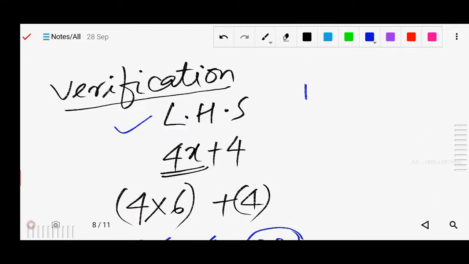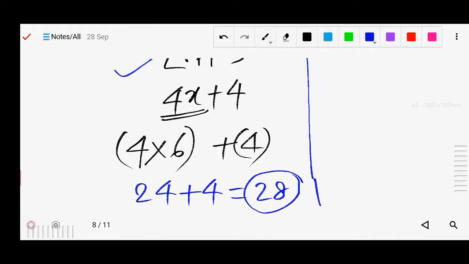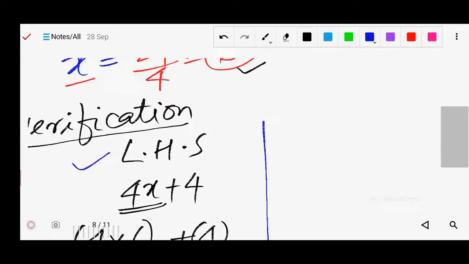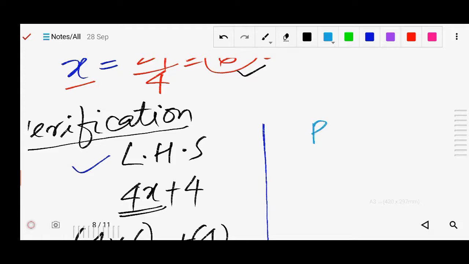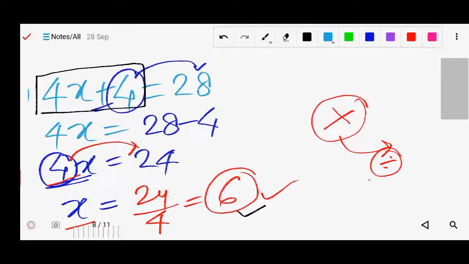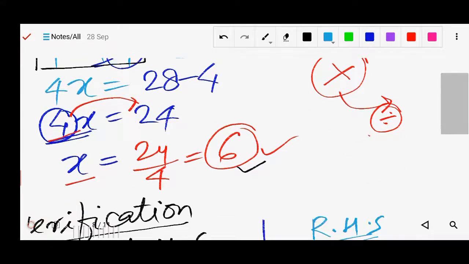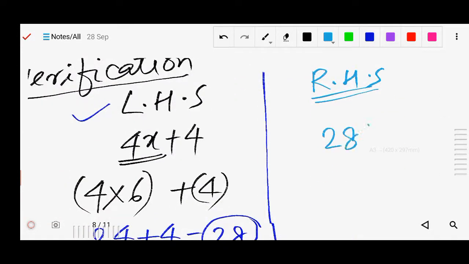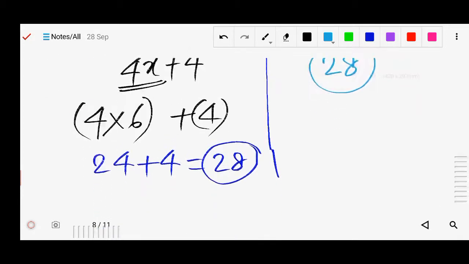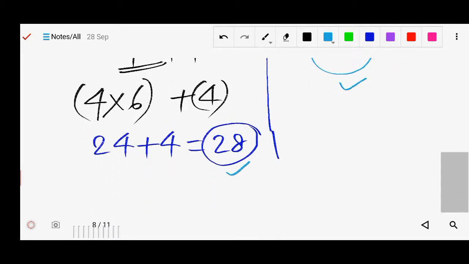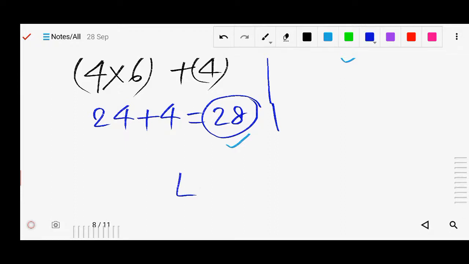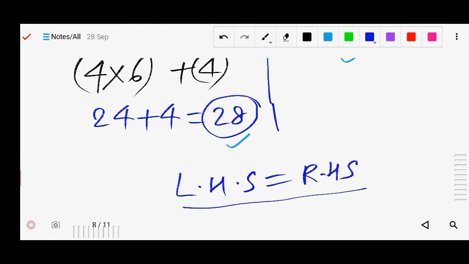Okay, so the same we will do for the right hand side also. In the right hand side, what is the value? It is already only 28, so there is the 28. Now you can check: left hand side 28, right hand side 28. So here you can write LHS equals to RHS, left hand side equals to right hand side. So it is verified.